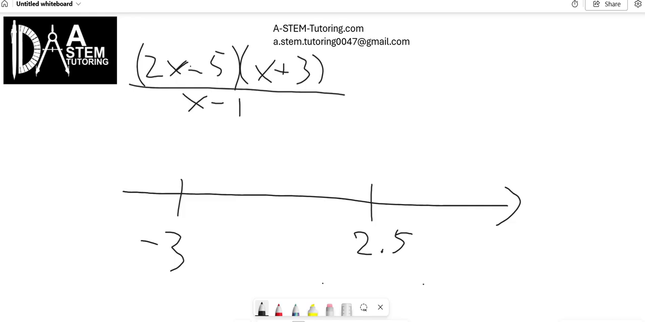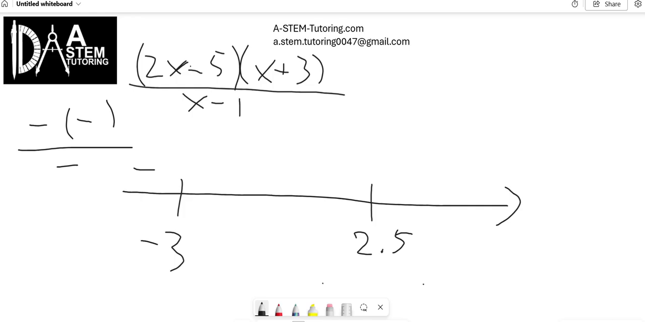To the left of negative 3, when x is less than negative 3, 2x minus 5 is negative, x plus 3 is negative, and x minus 1 is negative. A negative times a negative is a positive. Divided by the negative is a negative. So we know in the region to the left of negative 3, the graph should be negative.